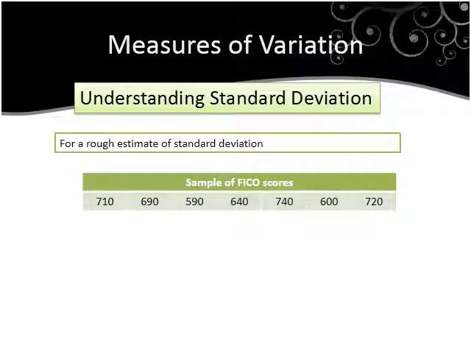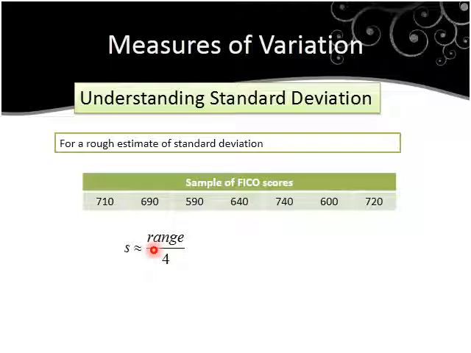If we don't want to calculate the exact standard deviation, we can get a rough estimate of the standard deviation by simply looking at the range of the data values and dividing it by 4. So again, this is a very rough estimate of what the standard deviation is.